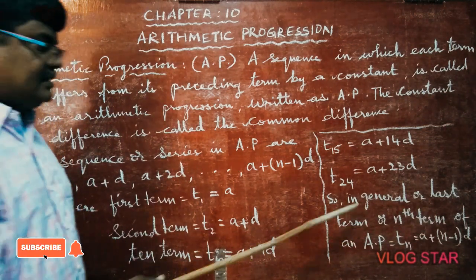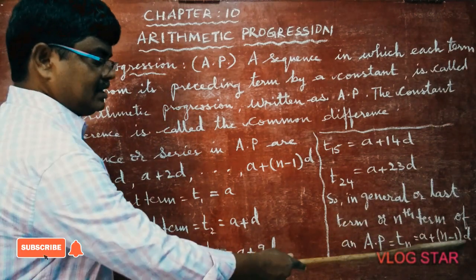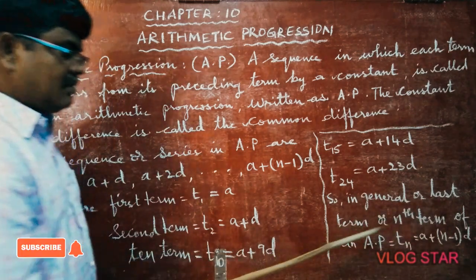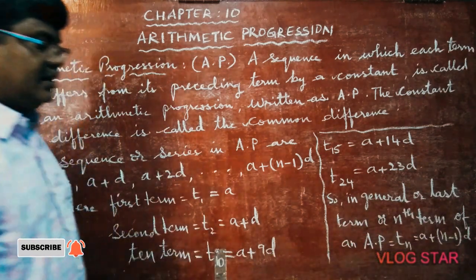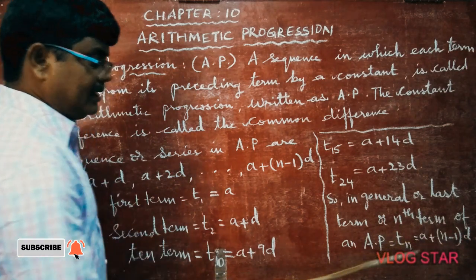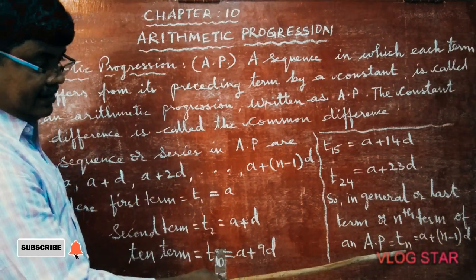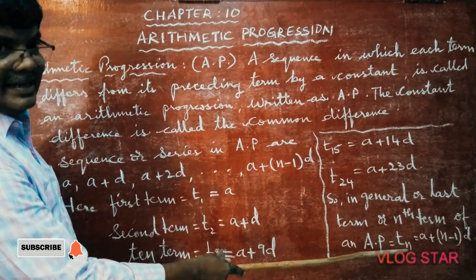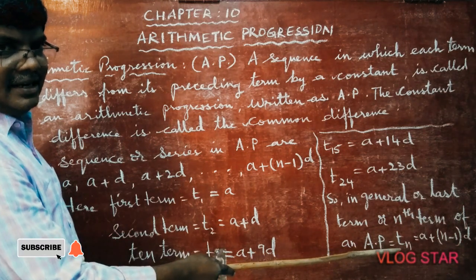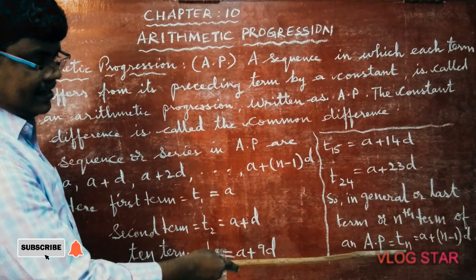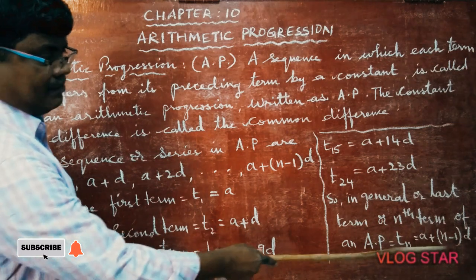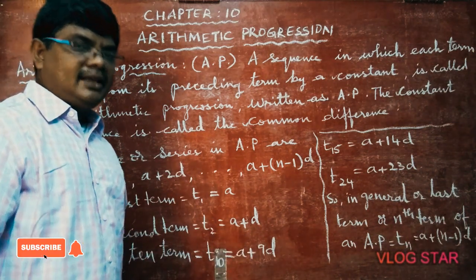What is the formula? General term of an AP, A plus (n minus 1) into D. Last term of an AP, A plus (n minus 1) into D. Nth term of an AP, Tn. Tn indicates nth term. T10 indicates 10th term. T20 indicates 20th term. This is the general: Tn, A plus (n minus 1) into D.